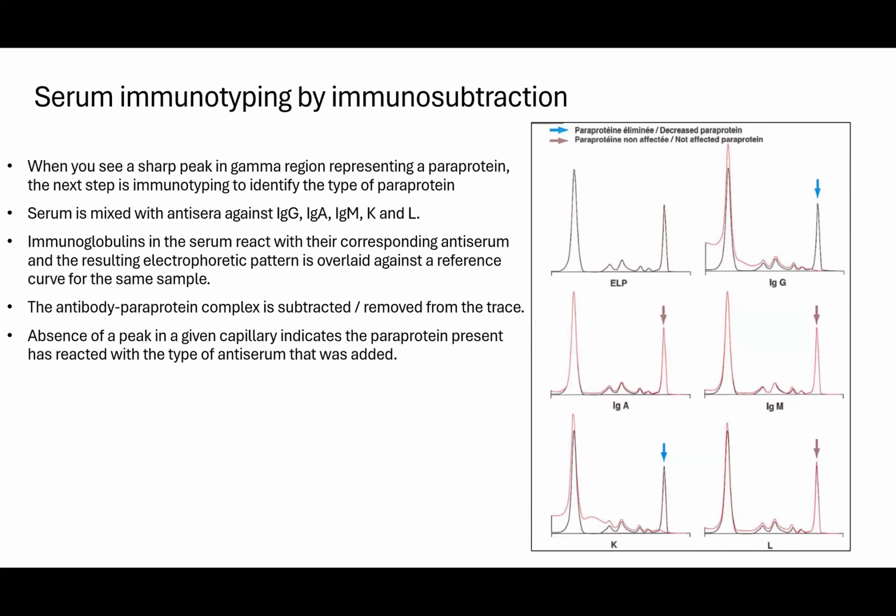And then again, you see in IgA, the red peak in the gamma region is present, so that's okay. In IgM, again, the red peak is present. But then in kappa, it disappears again. But then in lambda, you see the red peak. So basically, wherever the subtraction happens, that is highlighted with a blue arrow on top of the gamma region, that is the type of our paraprotein. So in this example, our paraprotein is IgG kappa, whatever is subtracted with our antiserum.